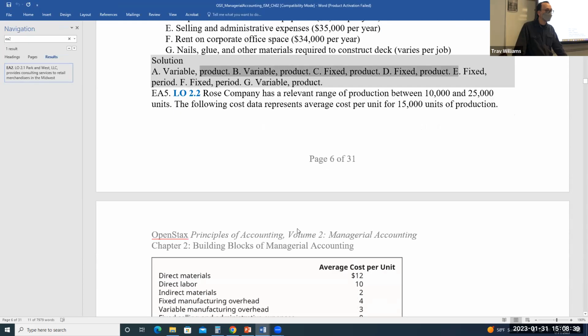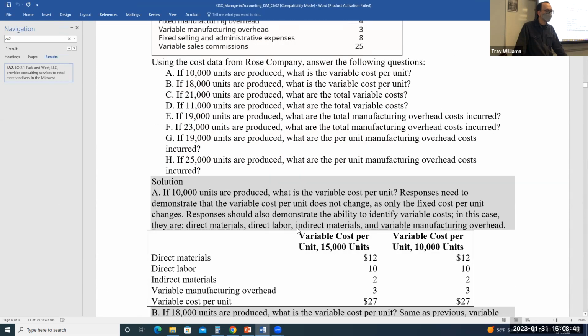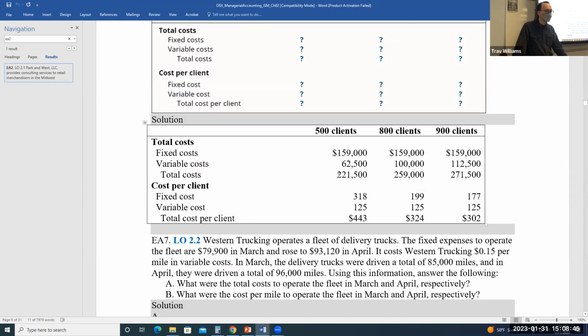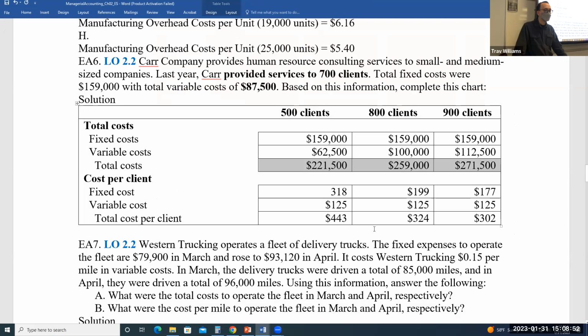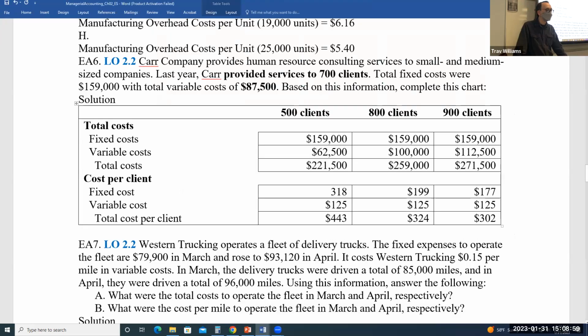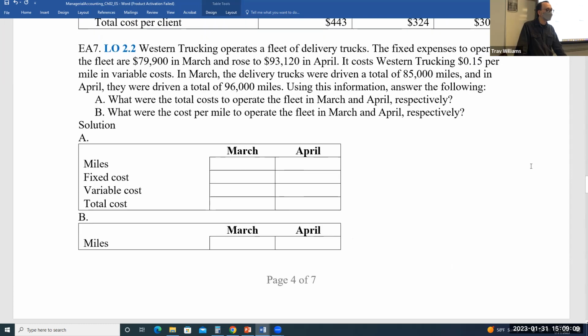Okay, 221,500, 259, and 271.5. So that's right. 443, 324, and 302. And that's right also. Any questions on how we solved that exercise? Okay. All right, let's move on then.